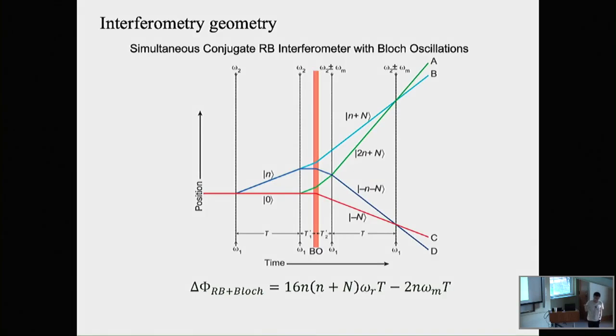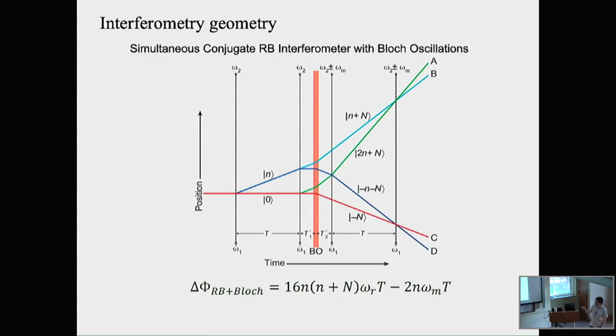Okay, and the third technique we used to increase our sensitivity is Bragg oscillations. Basically, between the second and third beam splitter pulse, we load the atoms into an optical lattice, and then we start to chirp the frequency of the optical lattice. So the atoms inside the lattice will start moving in opposite directions.